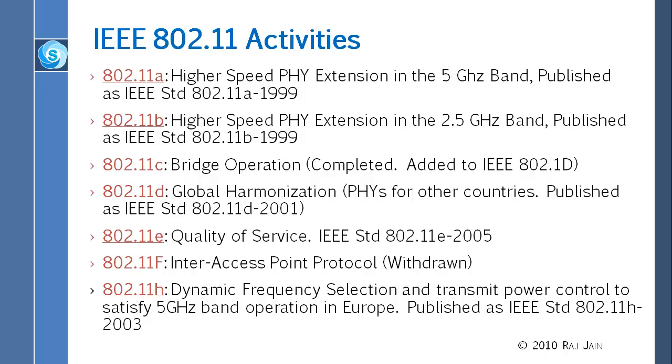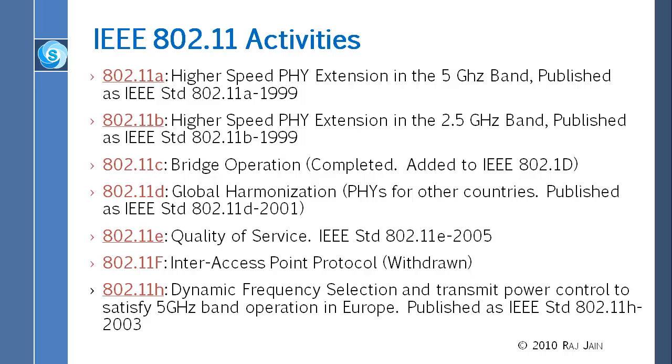11A came out in 99. That is when it was being developed, it was called higher speed PHY extension in the 5 gigahertz band. 11B is the higher speed PHY extension in the 2.5 gigahertz band. There was something called 11C, which is bridge operation. So how the bridges will operate, and that is now completed and added to 802.1D, which is really the bridge standard. Then 11D is global harmonization, which is the PHYs for some other countries, such as Japan. They might have a different frequency available.